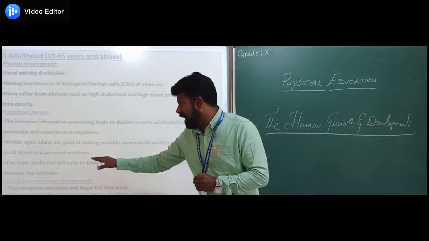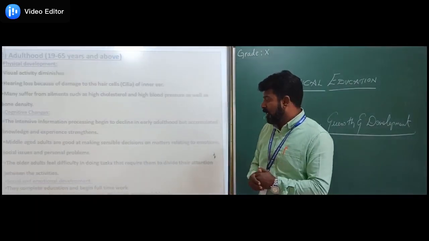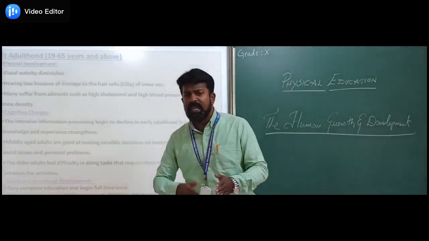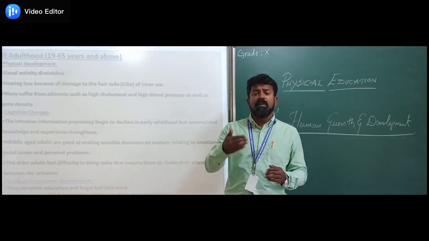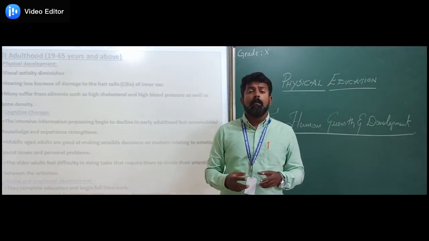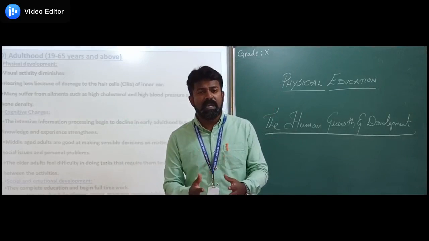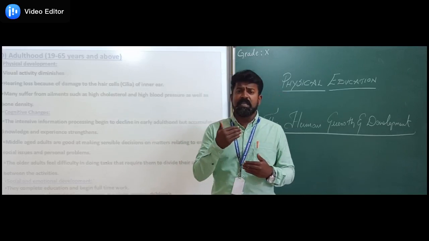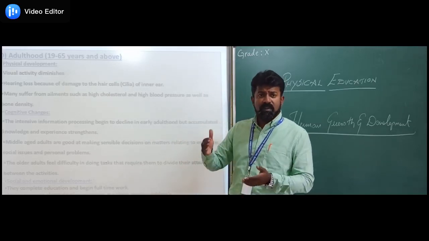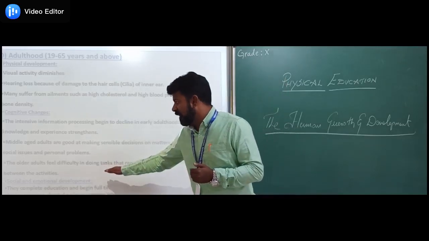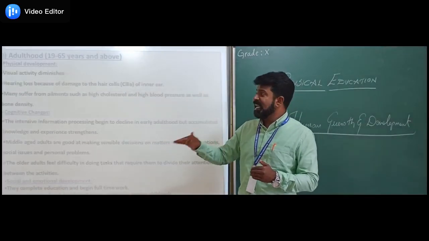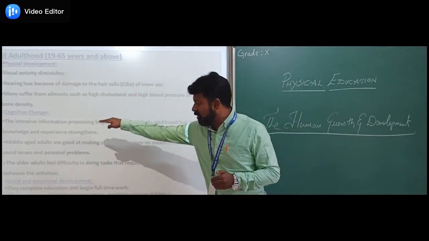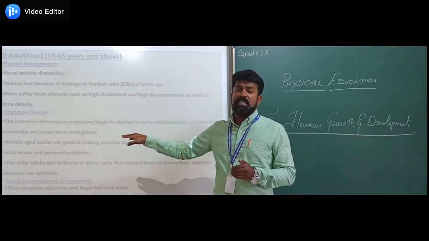Then comes the older adult, who feels difficulty in doing tasks that require dividing their attention between activities. When we get older and older, we decline in multitasking. It will be very difficult. In adulthood, it's easy to multitask, but when we get older and older, it becomes difficult. That is the cognitive change which happens in adulthood. That's why we clearly mentioned it is a cognitive change, not development.